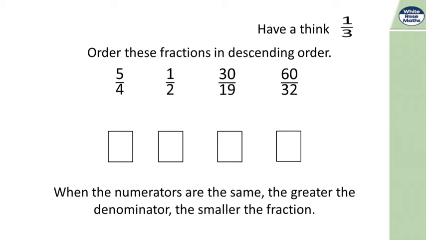Okay, so order these fractions in descending order. I'm not sure why that third's come up. It's supposed to be the thinky sign. So just remember this rule at the bottom: when the numerators are the same, the greater the denominator, the smaller the fraction. So how can you make those numerators all the same? How can you make 5 equals 60, 1 equals 60, 30 equals 60?